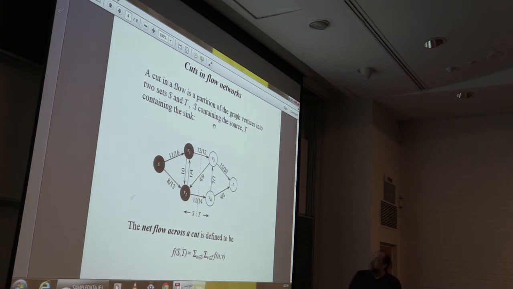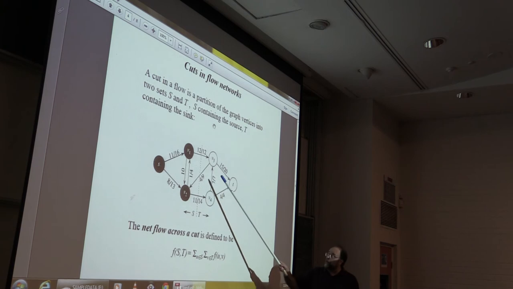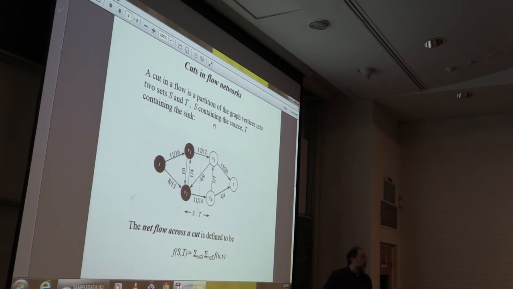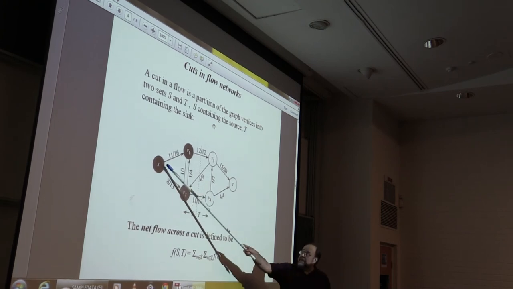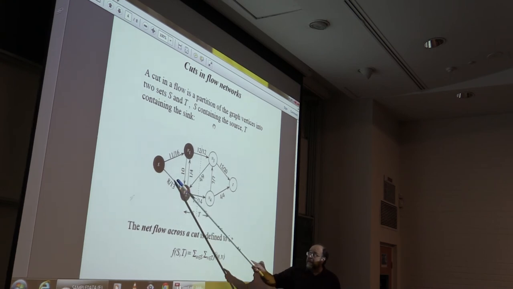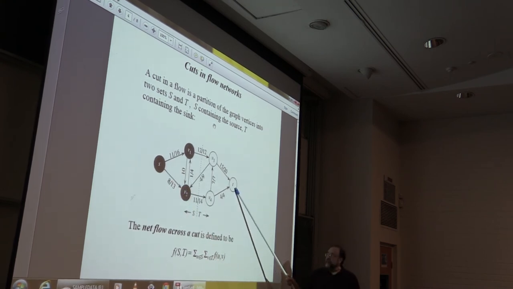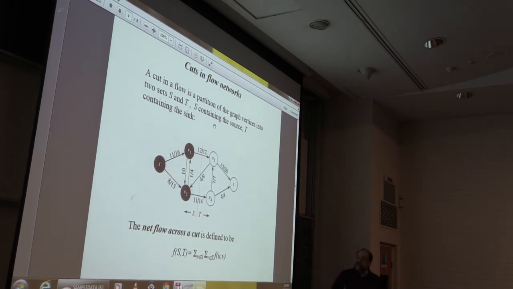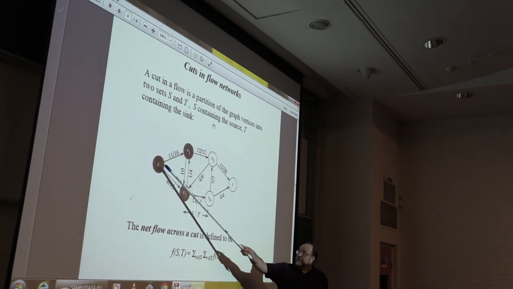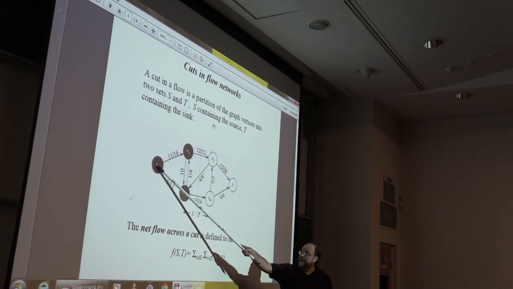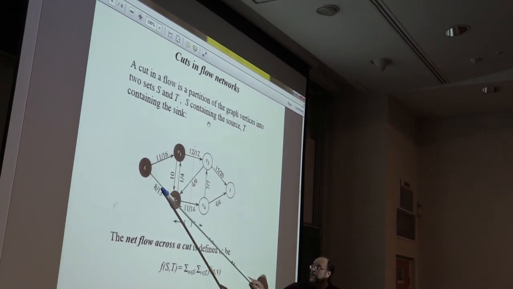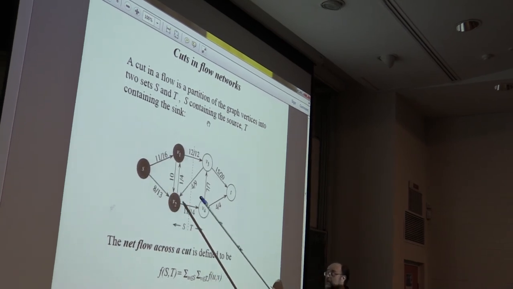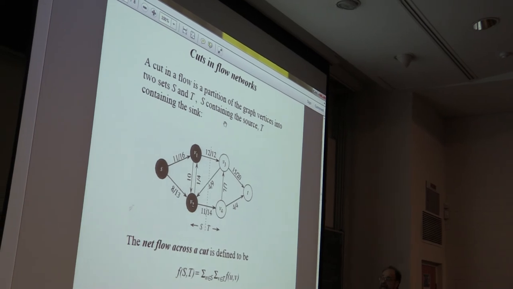So, what is a cut in a network flow? A cut is simply any partition into two so that the source belongs to one side of the partition and the sink belongs to the other side of the partition. So simply, you color all the vertices in two colors, and the source and the sink are of different colors, right?